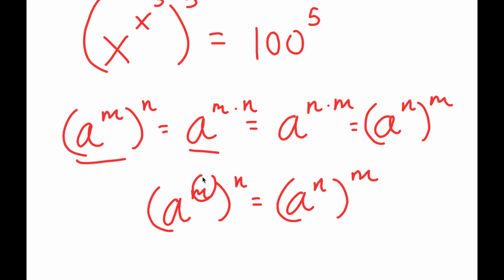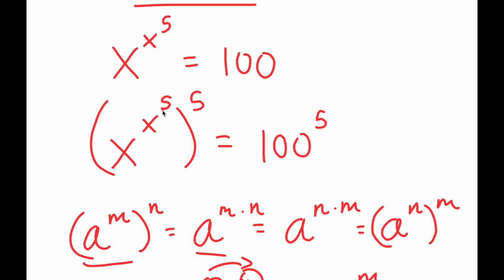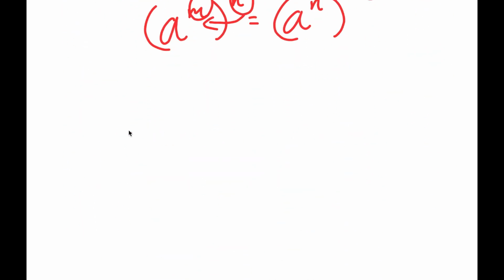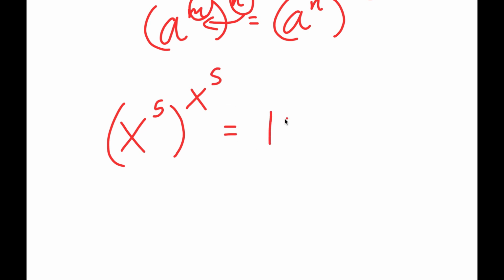So now that we know that we can switch these two's places, I can say that x to the power of 5 is m and 5 is n, and I can switch the places of these two. So if I do that, I get x to the power of 5 to the power of x to the power of 5 is equal to 100 to the power of 5.